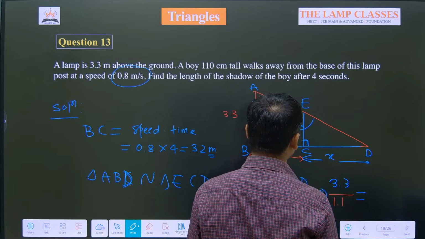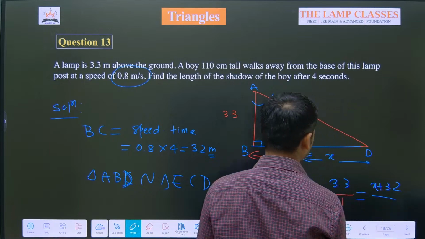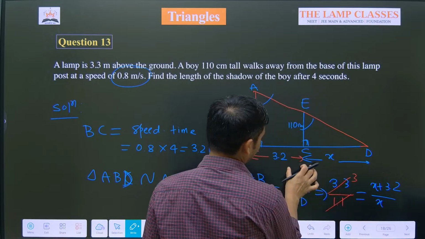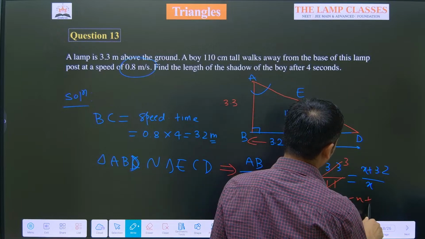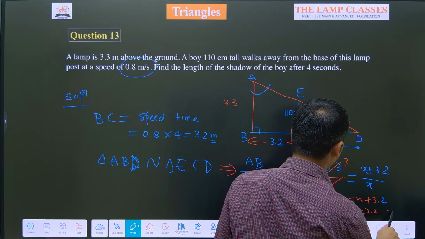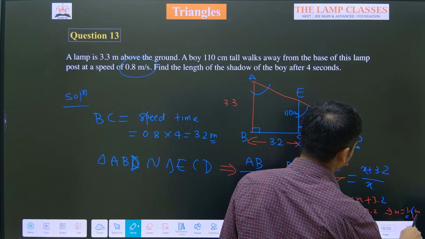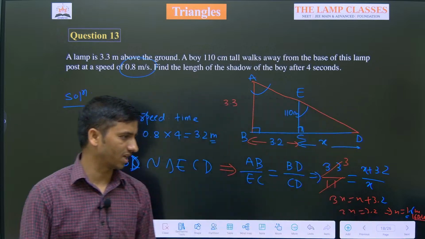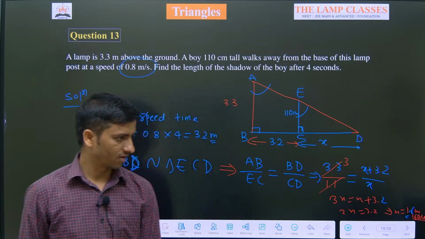And how much is BD, children? x plus 3.2 upon x, right? We can cancel it by 3. Cross multiply, so 3x is equal to x plus 3.2. So 2x is 3.2 means x is 1.6 meter. If you want to convert into centimeter, it has to be 160 centimeter. That's the length of the shadow. I think we all got the answer. Very nice, guys. And this should be the procedure. Good.